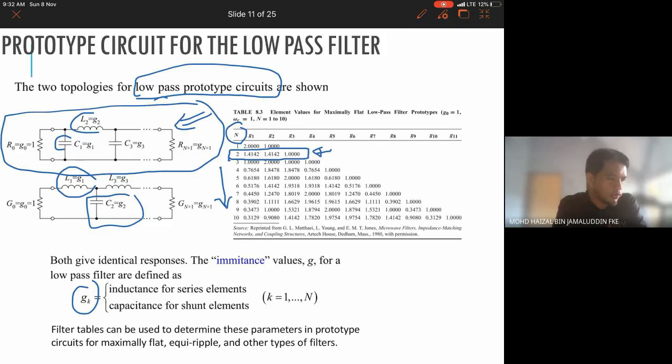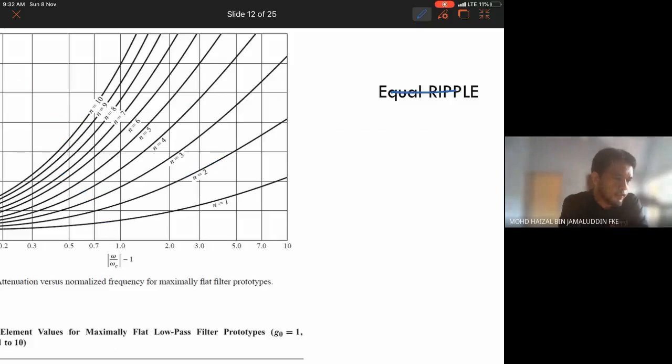So the example of tables for equal ripple, or what is... and this is not equal ripple, this is for the maximally flat.